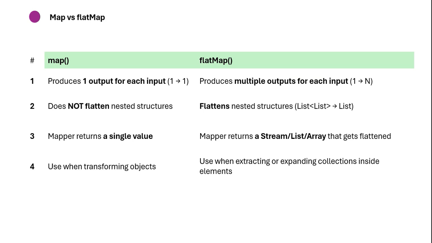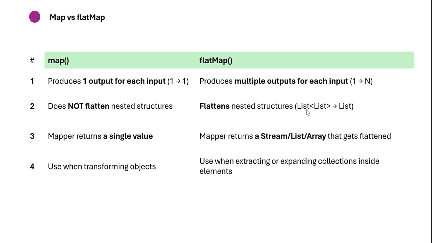So there are a few differences between map and flat map. A map can produce one output for each input, but flat map can produce multiple outputs for each input. And map doesn't flatten any nested structure. We have seen that flat map flattens the nested structure.